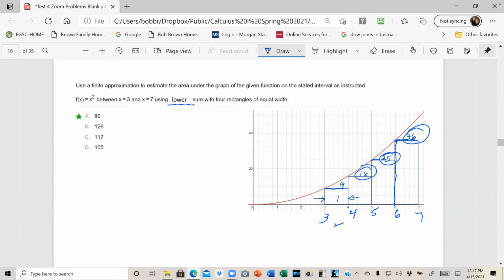So the area is equal to 9 plus 16 plus 25 plus 36, which equals 86. So now from both of these problems, we know the true area is more than 86 and less than 126.